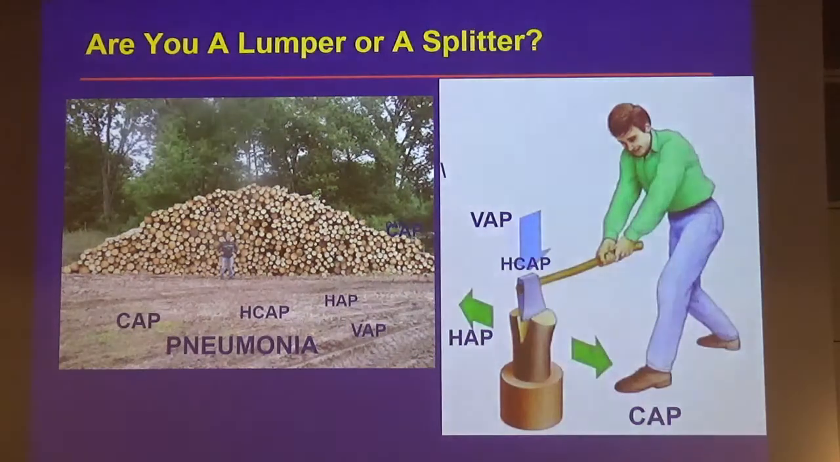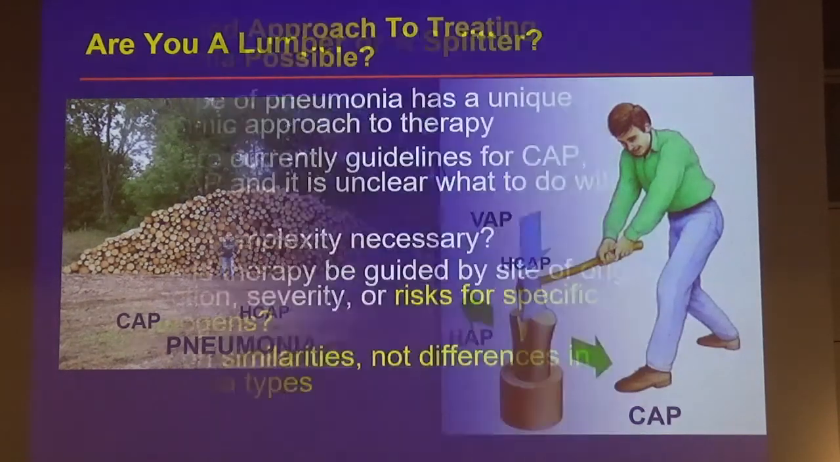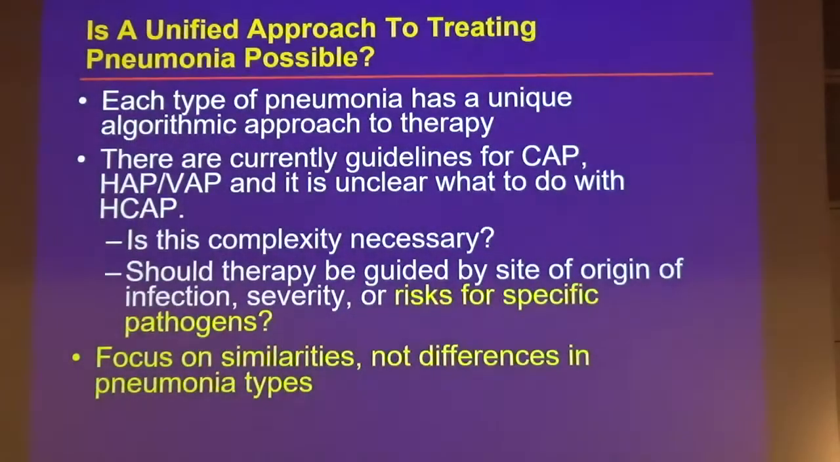So I guess the question is, are you a lumper or a splitter? Do you look at that pile of logs and see a whole different types of logs? There's CAP logs, HCAP, HAP, and VAP logs, or do you put them all together in one big pile and consider them all pneumonia? And I think I would prefer to be a lumper, not a splitter, and I would like to think of all of our patients with pneumonia generally being managed in one thought process, one mindset.